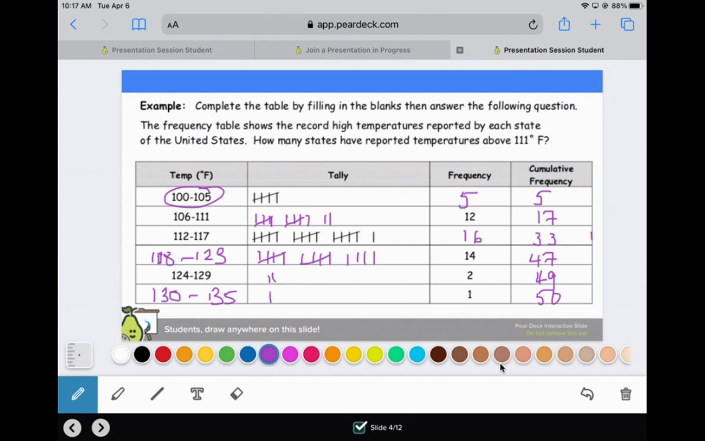All right, so this is a table. This is another objective that you should be able to do: I'm going to give you the table, I'll give you some information, and I'm going to ask you to fill in the rest.